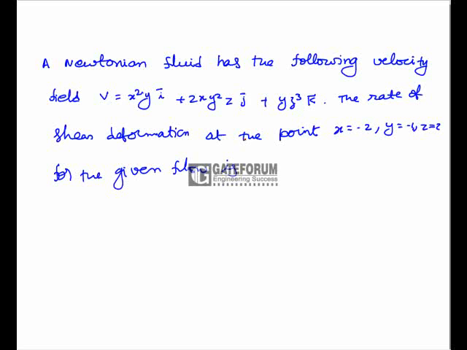A Newtonian fluid has the following velocity field: V = x²y i + 2xy²z j + yz³ k. Here, the rate of shear deformation at the point x = -2, y = -1, z = 2 for the given flow is.